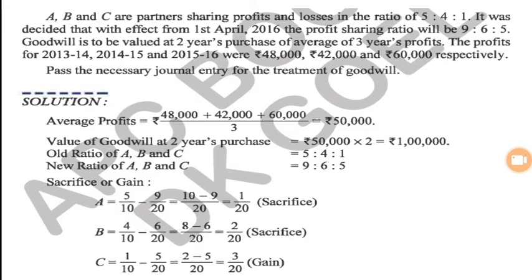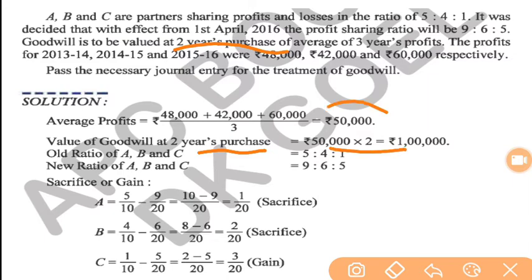Let us solve this. First of all, we have to calculate goodwill. How will we calculate goodwill? 2-year purchase of average of 3 years profit. The 3 years profit is given. So first of all, we will find out average profit: 3 years profit divided by 3. Now how will we calculate goodwill? 2-year purchase of average profit. So the valuation of goodwill at 2 years, 50,000 into 2, average profit into 2, 1 lakh rupees will be your goodwill. So goodwill has been calculated as 1 lakh rupees.